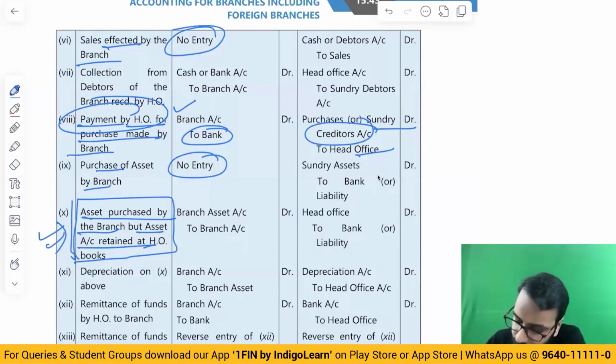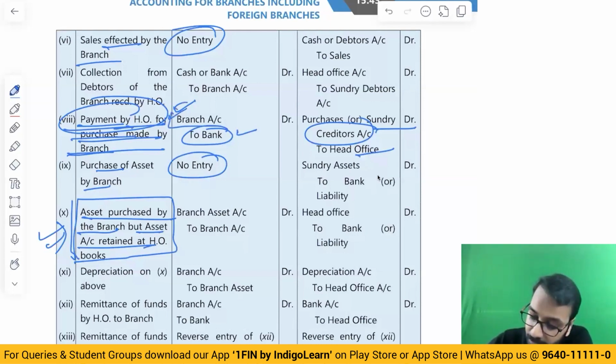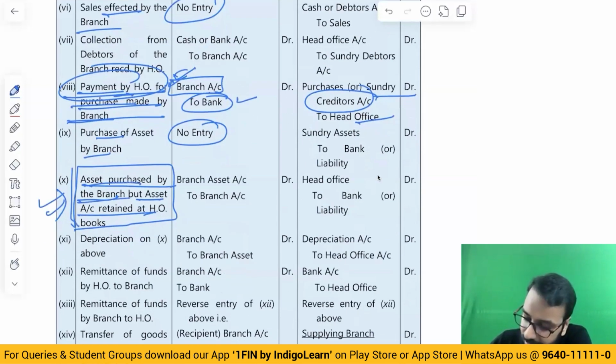Payment by head office for a purchase made by the branch. Who is making the payment? Head office. Head office will say to bank. Whom will they debit? We are making the payment on behalf of the branch, so we will debit the branch. Then if an asset is purchased by the branch but retained in head office books, what does it mean? The asset is purchased by the branch. Payment has been made by the branch, but the asset account is maintained at head office.